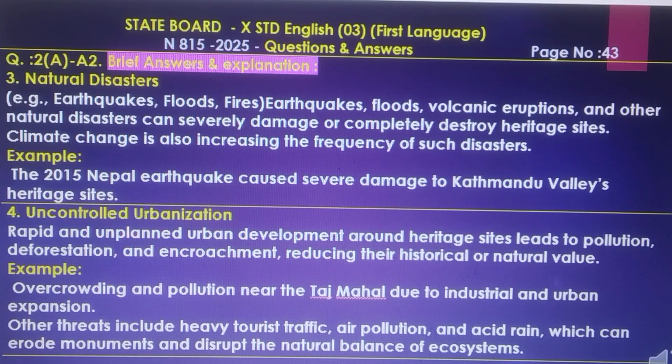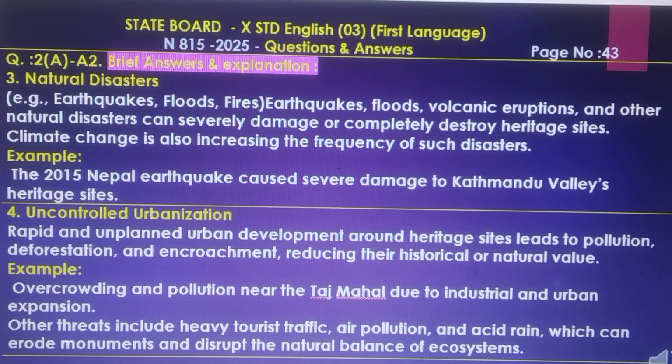Fourth, uncontrolled urbanization. Rapid and unplanned urban development around historic sites leads to pollution and deforestation, reducing their historical and natural value. Example: overcrowding and pollution near the Taj Mahal due to industrial and urban expansion. Other threats include heavy tourist traffic, air pollution, and acid rain, which can erode monuments and disrupt the natural balance of ecosystems.